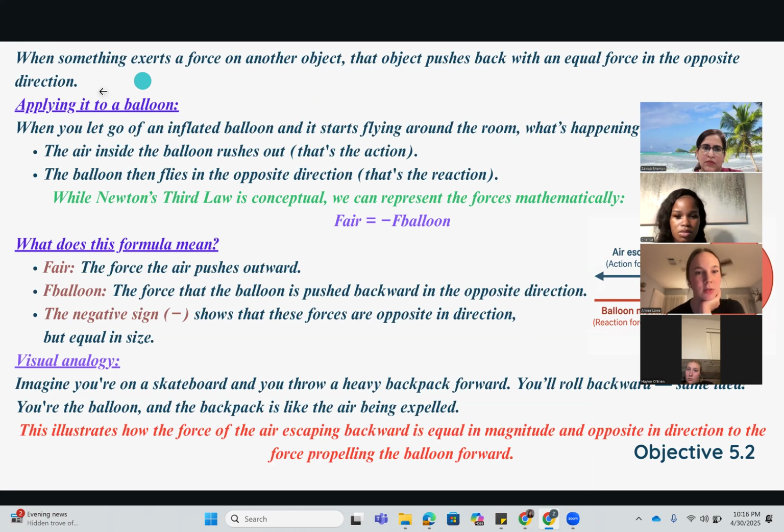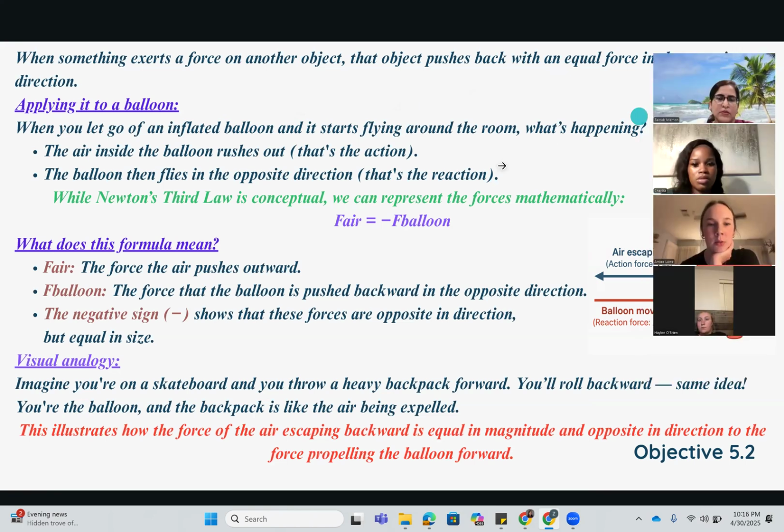When something exerts a force on another object, that object pushes back with an equal force in the opposite direction. Applying it to a balloon, when you let go of an inflated balloon, it starts flying around the room. But what's really happening? The air inside the balloon rushes out. That is considered the action. And the balloon flies in the opposite direction, which is the reaction.